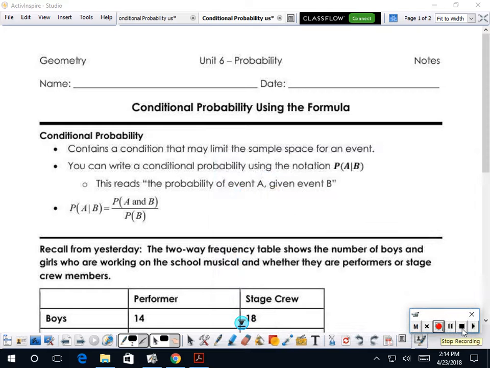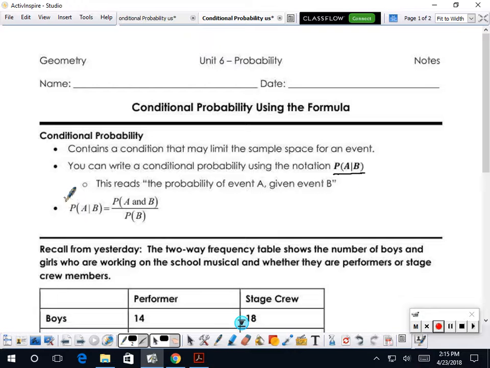Alright, so on Friday we were talking about conditional probability, but we were using the two-way frequency table. Today we're going to do conditional probability, but we're only going to use the formula. Okay? As a refresher, conditional probability is when we put some special condition or limit on the sample space. Remember that you can write conditional probability using the notation probability of A given B. That line there between A and B means given.